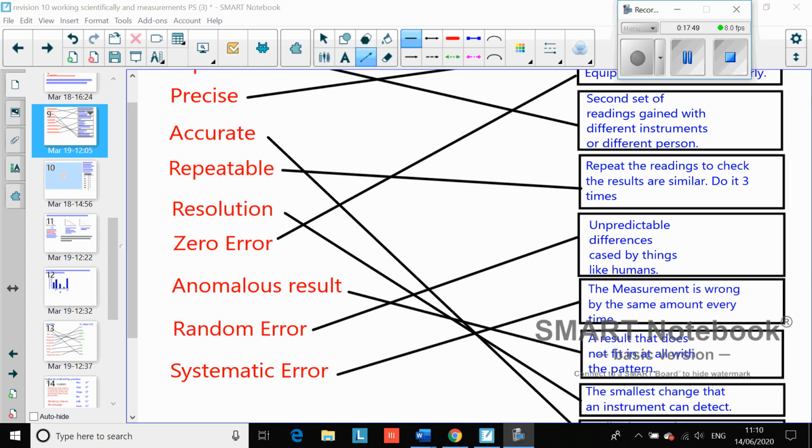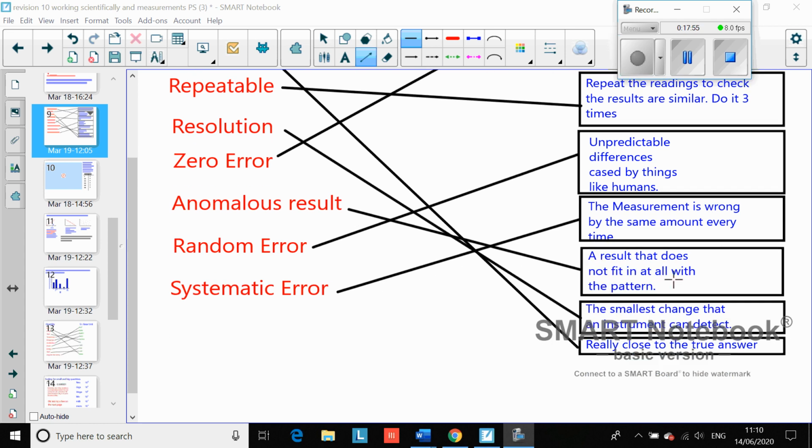Right, anomalous result. We touched on this last week. An anomalous result is a result that does not fit with the pattern, okay? And you saw that on the graphs. A random error, unpredictable differences caused by things like humans. Do not put human error ever in an exam. It will score nothing. Random error is the word you would use, okay?